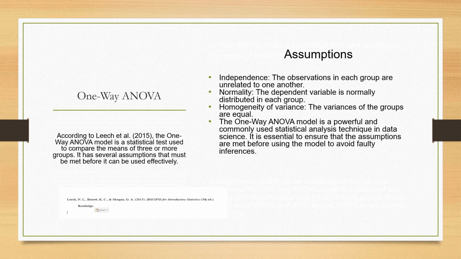The assumptions for one-way ANOVA are independence, each group is unrelated to one another; normality, the dependent variable is normally distributed; and homogeneity of variance, the variances of the groups are equal.